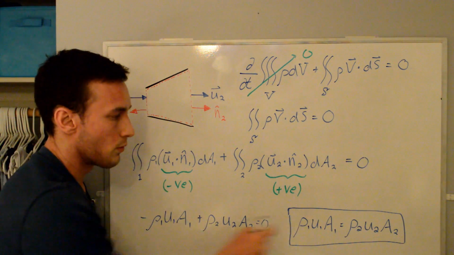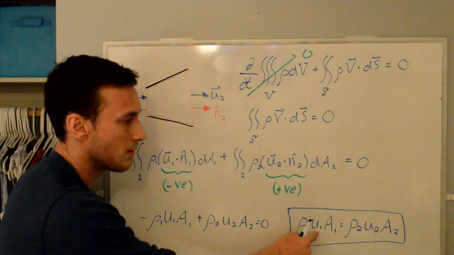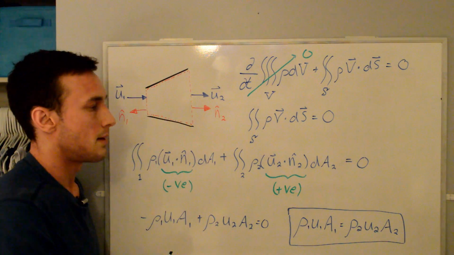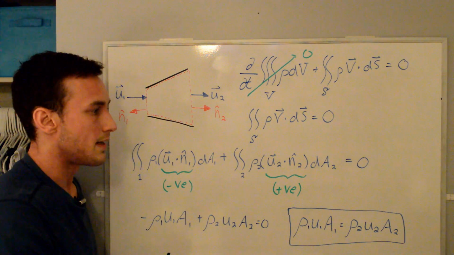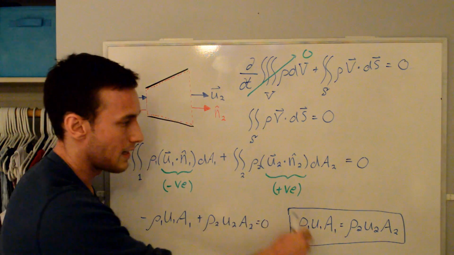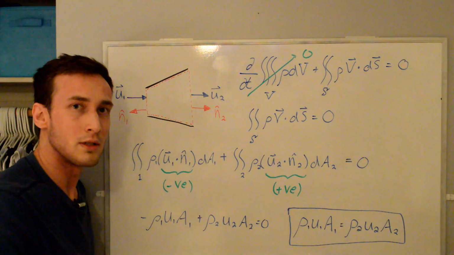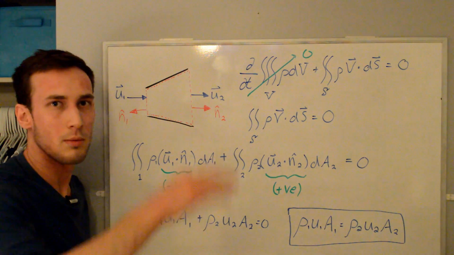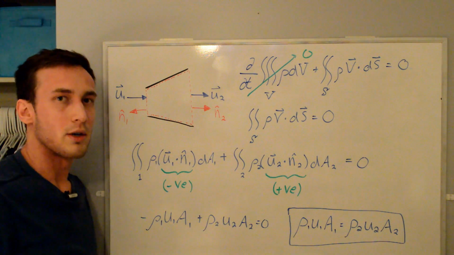And then we get the final form that we want, which is the density times the velocity times the area at the inlet is equal to the density times the velocity times the area at the exit. And we cannot say that the densities are equal because we are dealing with compressible flow, because the Mach number is greater than approximately 0.3. So we're up in the range where we're considering compressible flow.